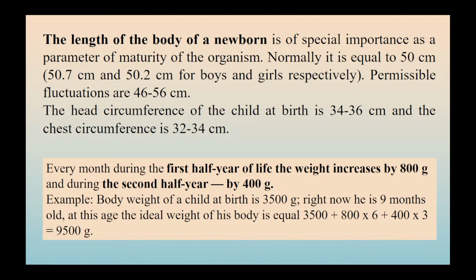The head circumference of a child at birth is on average 34 to 36 centimeters, and the chest circumference is 32 to 34 centimeters.